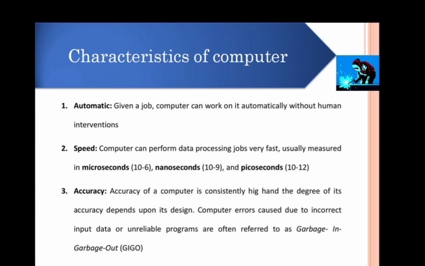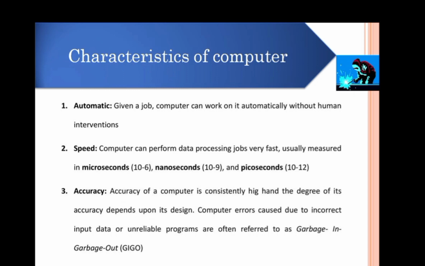The second characteristic of the computer is its speed. A computer can perform data processing jobs very fast, usually measured in microseconds (10 to the power of minus 6), nanoseconds (10 to the power of minus 9) and picoseconds (10 to the power of minus 12). Once we give any task to the computer, it will process that job very fast. Nanoseconds, microseconds or picoseconds, depending upon the work given, it can take that particular amount of time to complete that task.